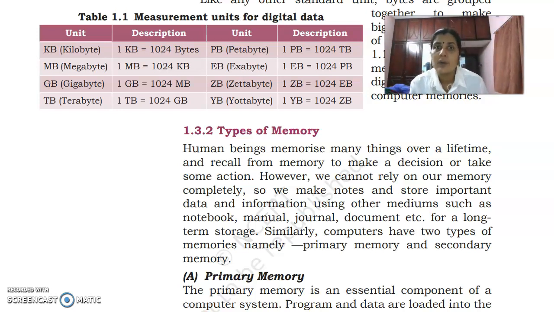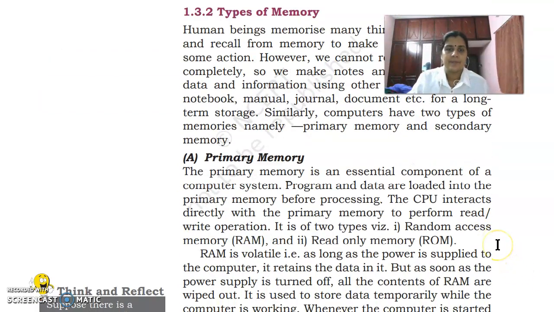1 MB, our video is in the form of MB. So 1 MB equal to 1024 KB. 1 GB equal to 1024 MB. 1 TB, that means terabyte, equal to 1024 GB. 1 PB petabyte equal to 1024 TB, 1 EB equal to 1024 PB, 1 ZB equal to 1024 EB, 1 YB equal to 1024 ZB. These are the measurement units of digital data.